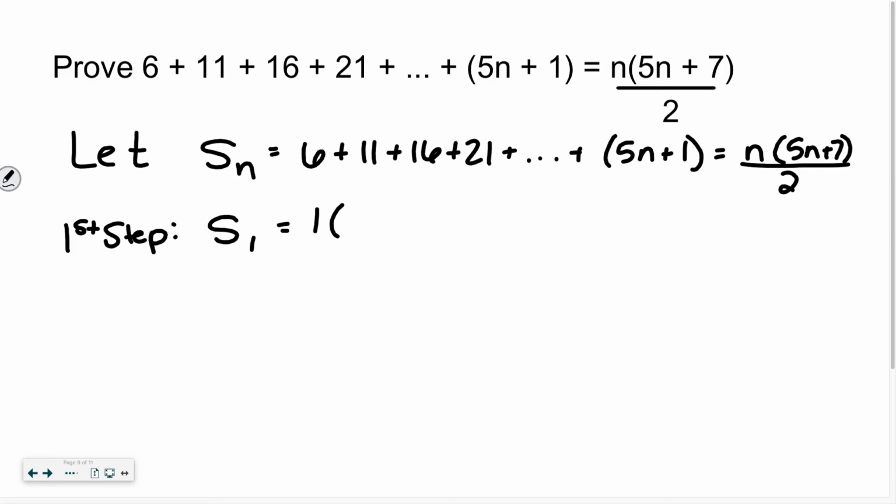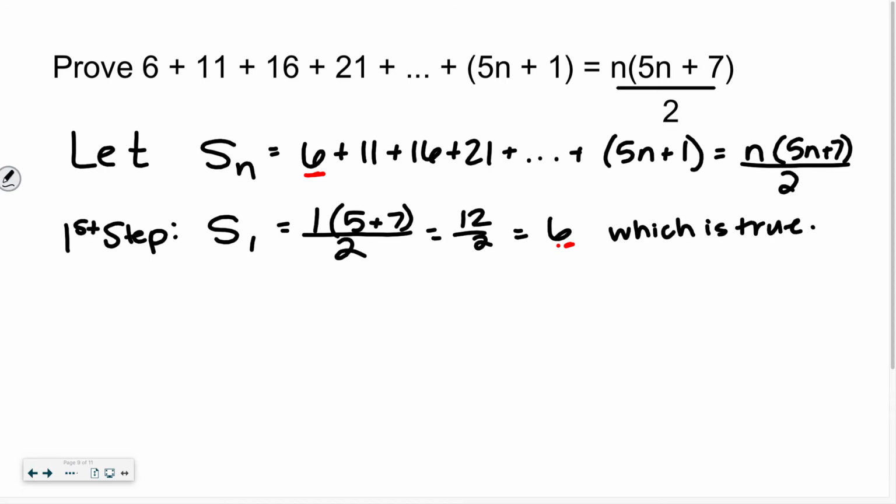So that would be, what, 5 times 1, which is 5 plus 7 all over 2. I do a little bit of work right there. That's 12 over 2, which is 6. And notice in the sequence, the first term is 6 in the series. So the sum of the first term would be 6. So we can say, oh yeah, which is true. Like anyone looking at that can see that the sum of the first term is 6. And it'll always work out. I'm asking you to prove things that are true. Okay, then we've done the first step.